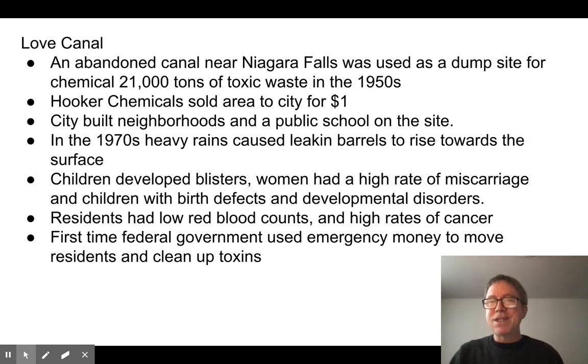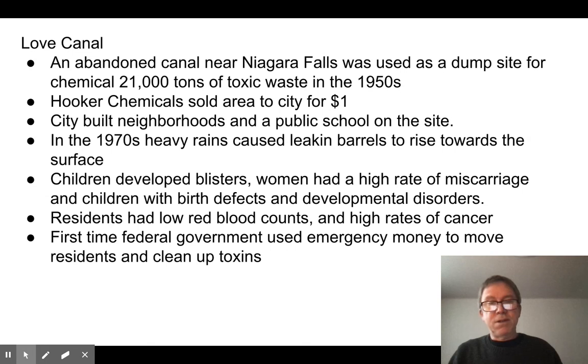In the 1970s, they got these heavy rains, and this fill dirt was soft enough that these barrels started lifting themselves up towards the surface and leaking. And then these toxins that we talked about on that page got out onto the surface. There were literally puddles on the surface. People could smell it. People were getting blisters, having miscarriages, children with birth defects, all kinds of cancers, developmental problems.